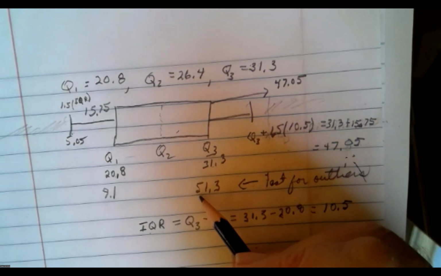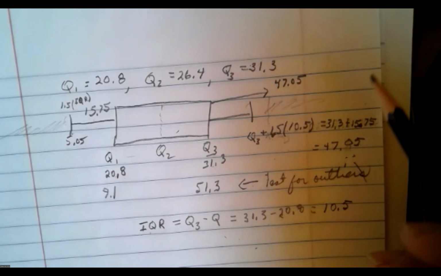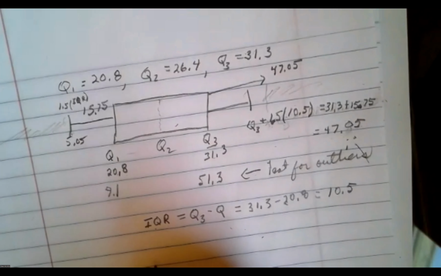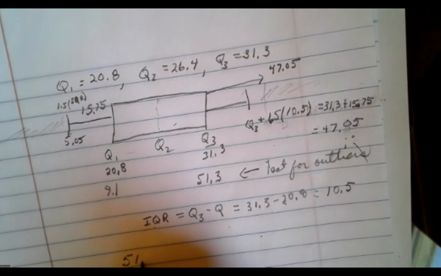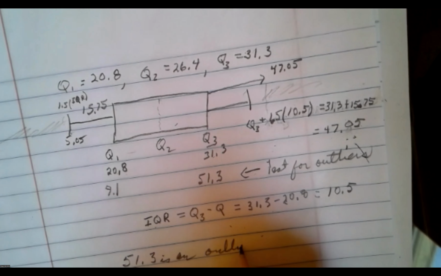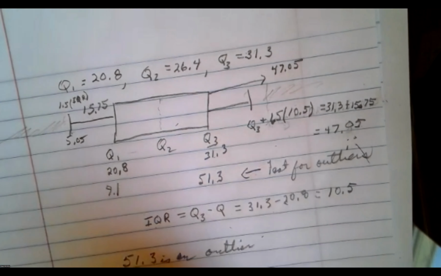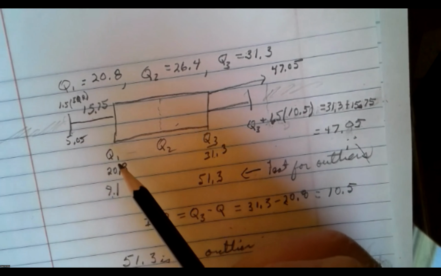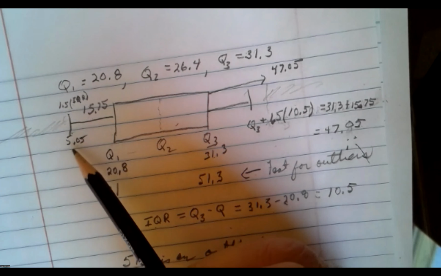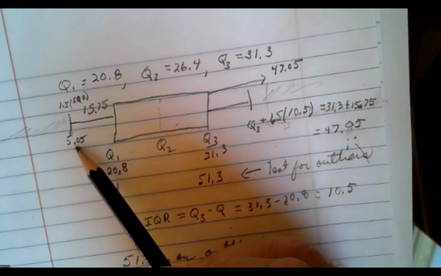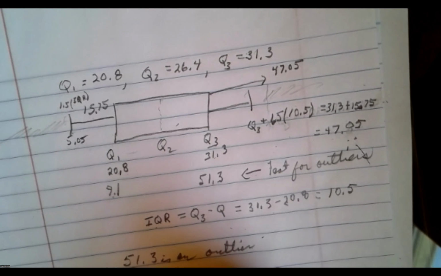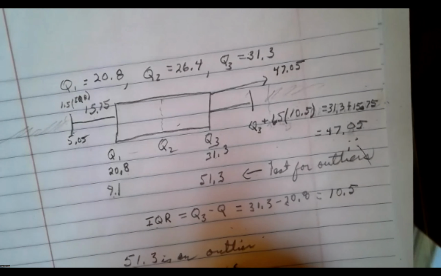So the 51.3 is greater than 47.05, so that is an outlier. So 51.3 is an outlier. Now, what about the 9.1? Is it an outlier? Well, 9.1 is not less than 5.05, so 9.1 is not an outlier.